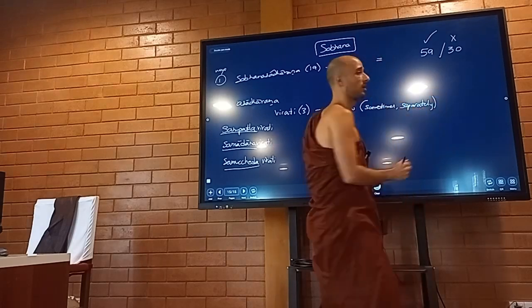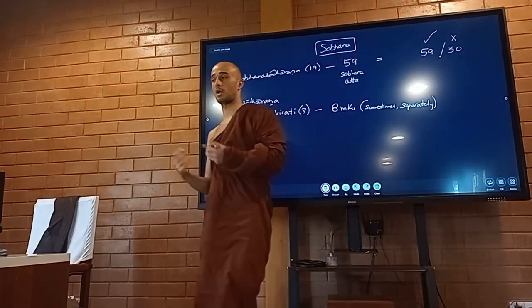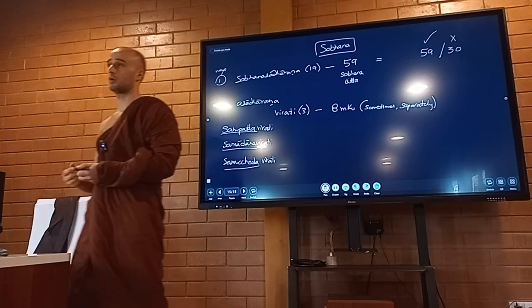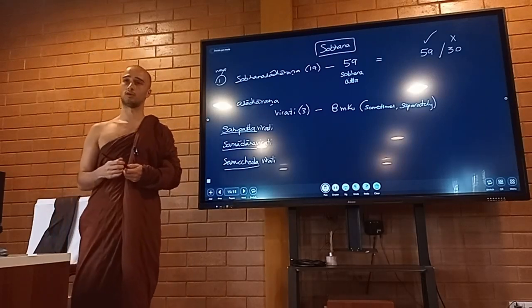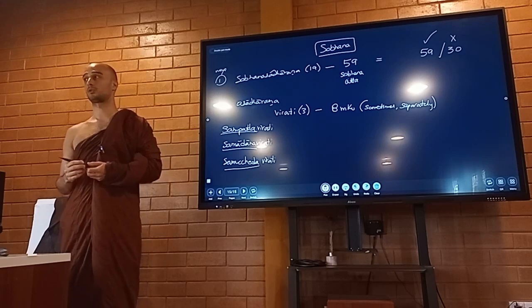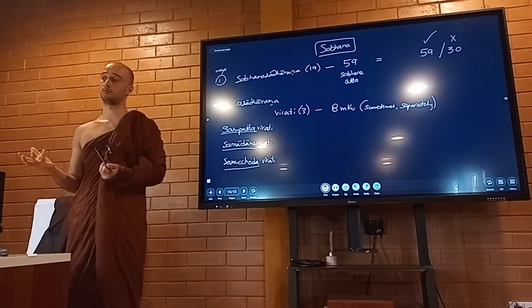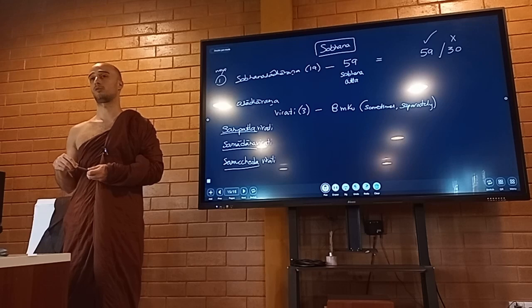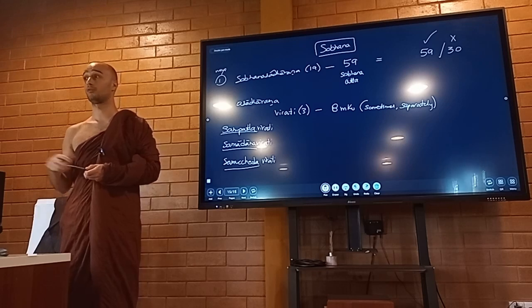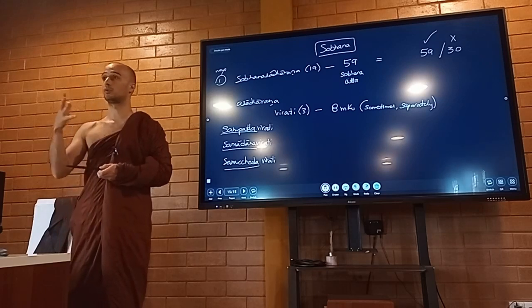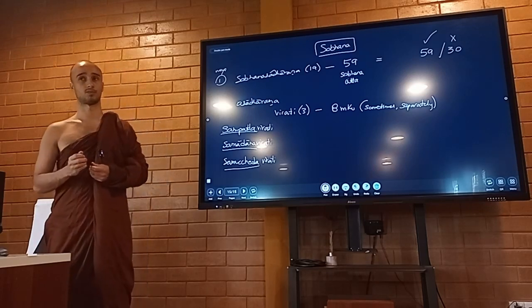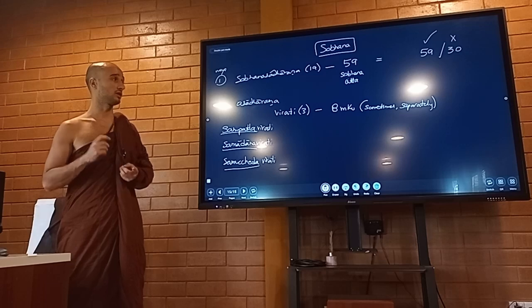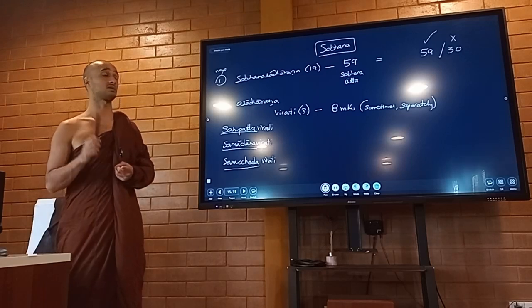Only one of them will arise. If you abstain from lying, only samavachara will arise. If you abstain from killing, only samakamanta will arise. If you abstain from wrong livelihood, then only samajiva will arise. Even if it's killing, but if it's related to your livelihood, then samajiva will arise. Okay? So 8 Mahakusala, sometimes separately.